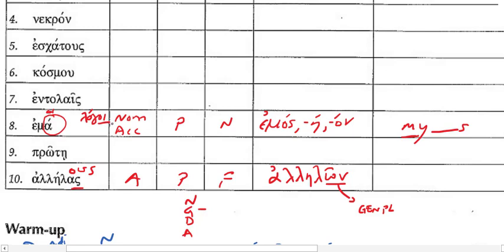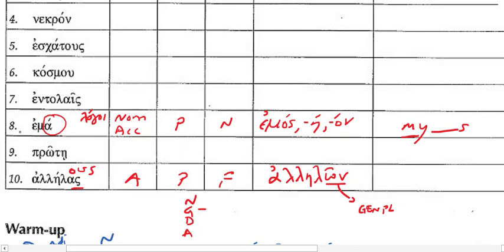A lot of goose. A lot of goose. Mm-hmm. Your goose is cooked. Okay. The point being that since this is an adjective, it must agree with its noun in 3 ways: case, gender, number. Okay.